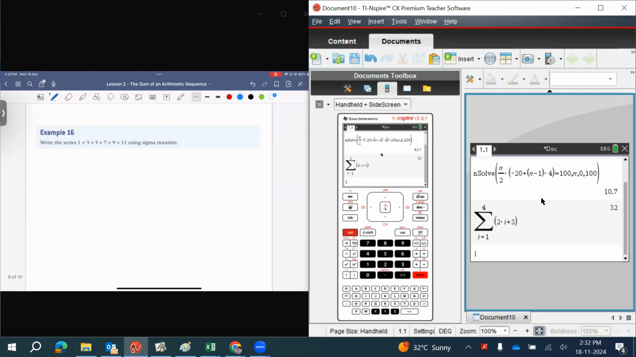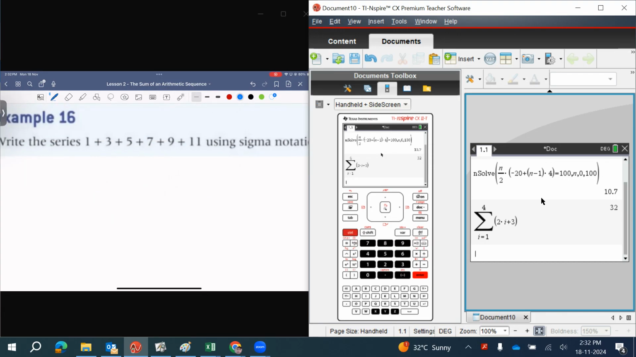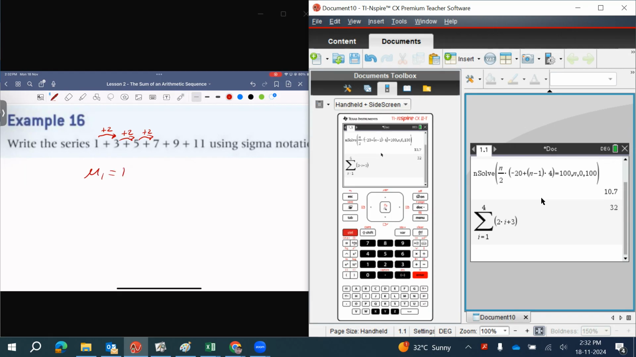All right, last example for today. Our last example is to write the series for this one using sigma notation. So, what type of series is this? How do you know it's arithmetic? It goes up by the same number. We have a constant difference of plus 2. What is the first term in the sequence? 1. So u1 equals 1 and d equals 2.